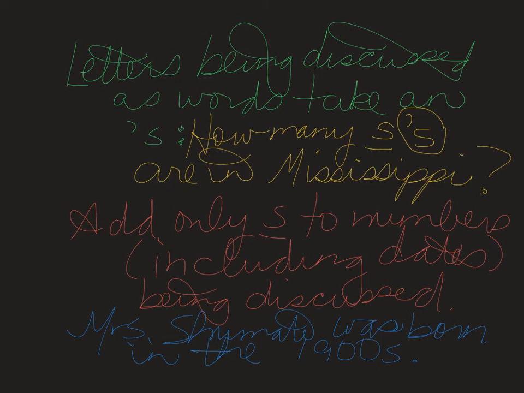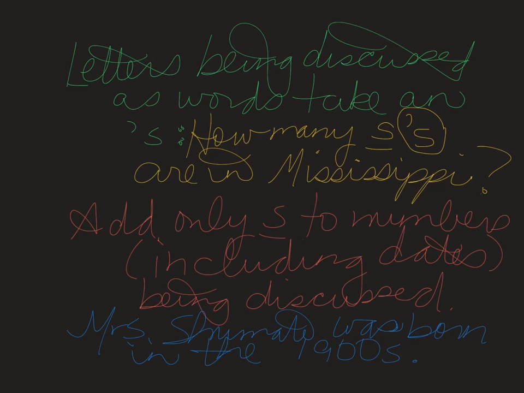Finally, slide 7, letters being discussed as words, making a letter into a word when you're writing. You're going to add an apostrophe S. How many S's, S apostrophe S, are in Mississippi?